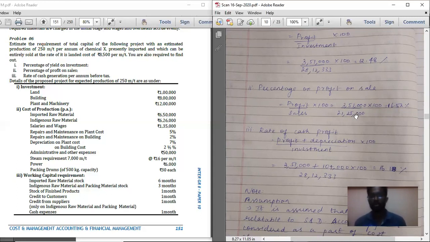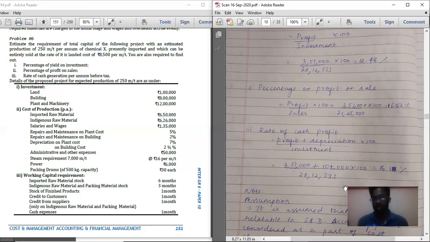So put small Roman number 3, rate of cash profit. Write the formula: profit plus depreciation divided by investment into 100. Below that, take down the numbers. 3,51,000 is the profit. So 3,51,000 plus what is the total depreciation? Just add depreciation on plant and depreciation on building.